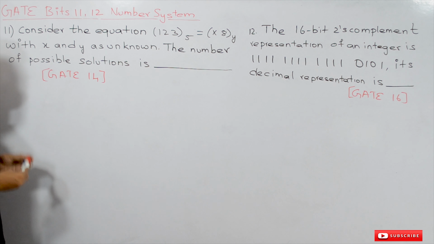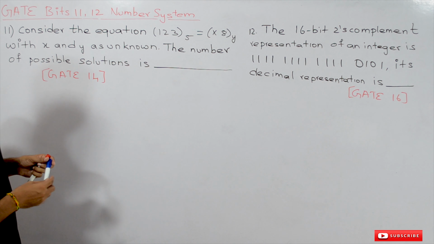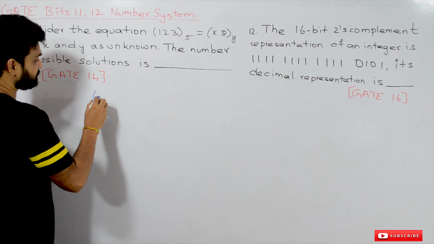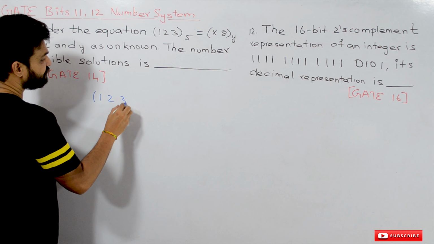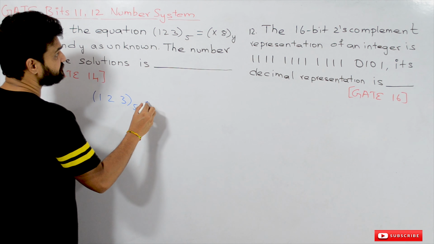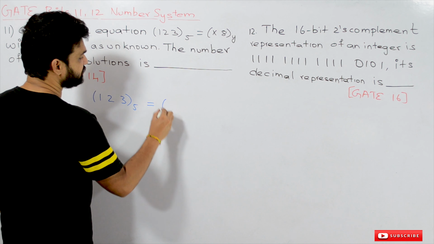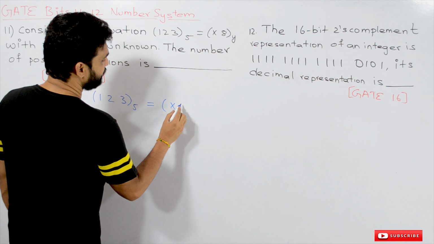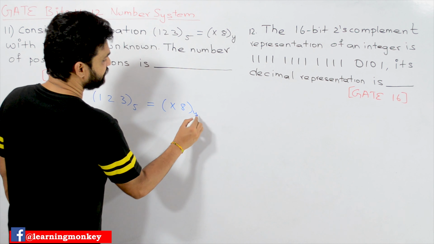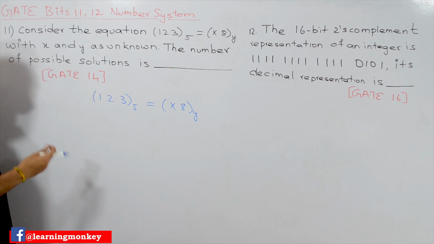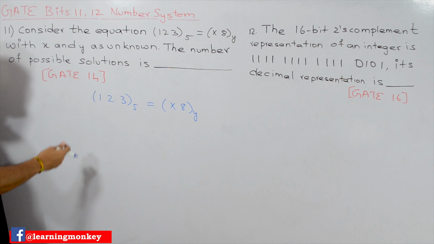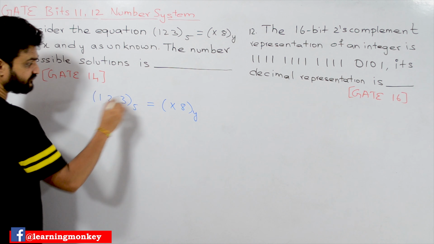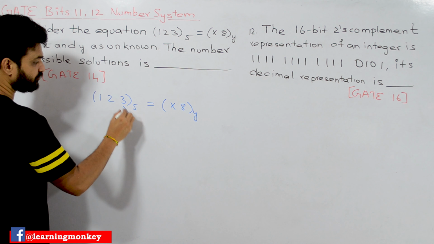How to solve this bit? If such kind of bits are asked in GATE, and frequently they will ask these kinds of bits, first we have to convert both the numbers to the binary number system, that is, convert a number in a particular base to another base. So this entire equation has to be converted.